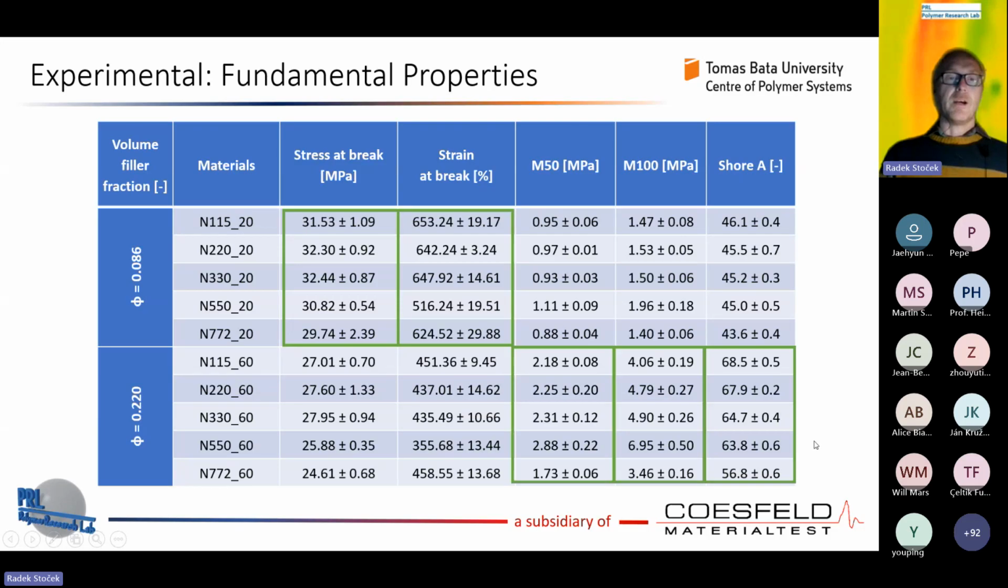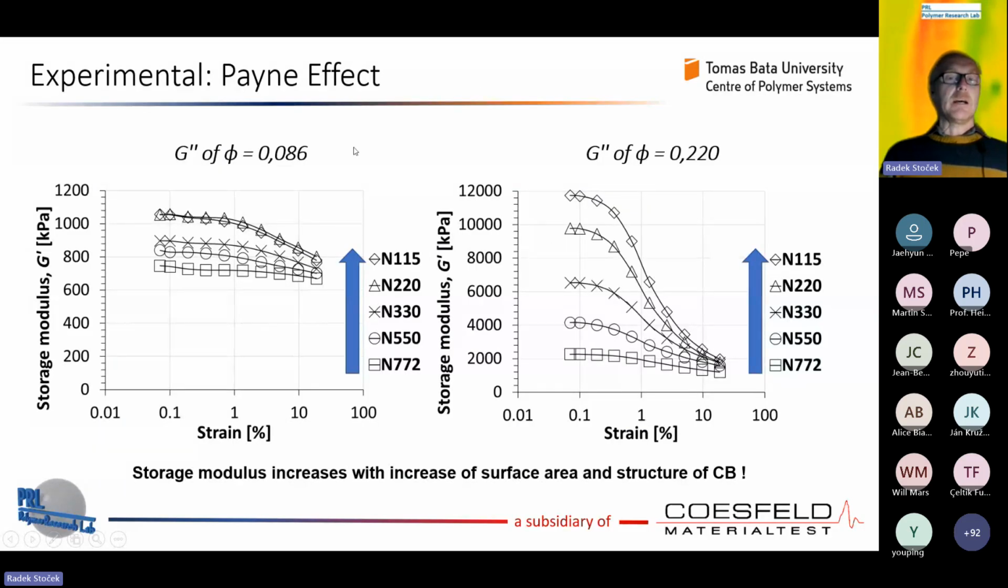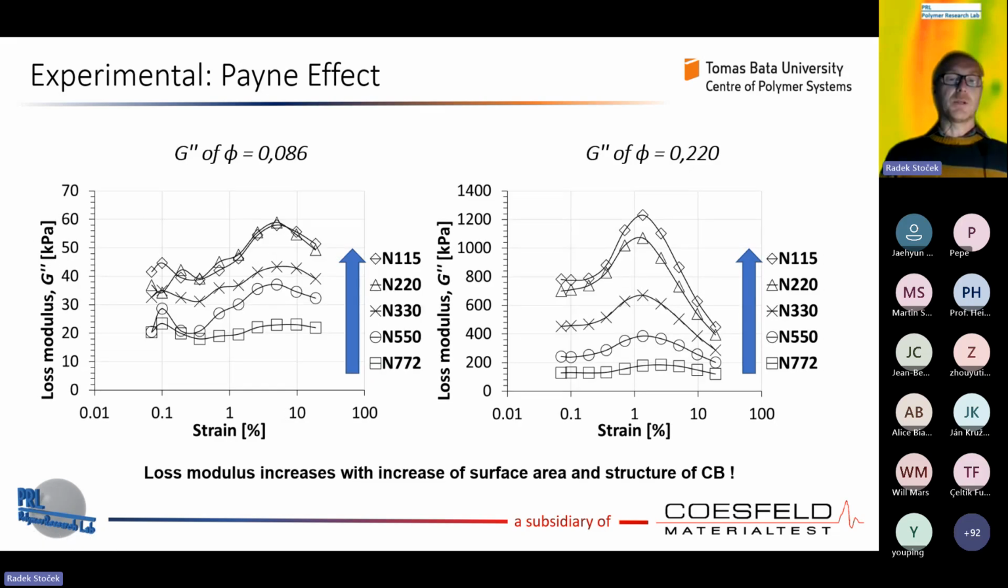It's well known. Okay, now for these materials, the Payne effect, we can clearly see that the storage modulus increases with the increase of surface area and structure of carbon black. This is clearly visible. We can see that the Payne effect on the storage modulus is very dominant for the 60 phr of carbon black on the right hand side compared to the 20 phr, which is very logical. We have much less carbon black inside, therefore low Payne effects. Now the loss modulus increases with the increase of surface area and structure of carbon black, like the storage modulus. This is in the same way. Again, we can very clearly see that this effect is very dominant for the material containing the larger amount of carbon black, which is really very expectable.